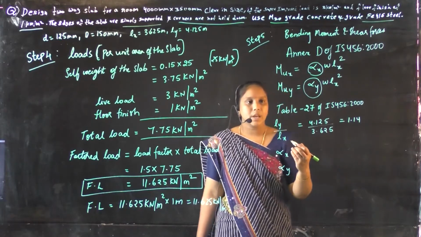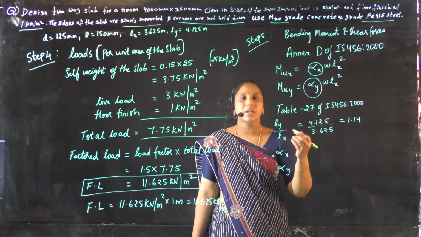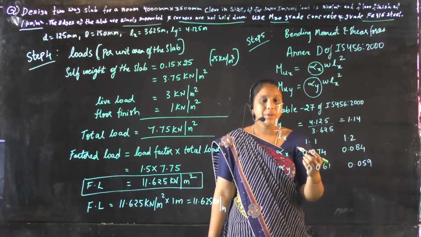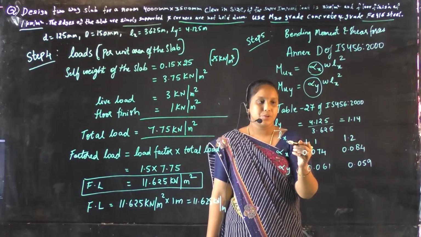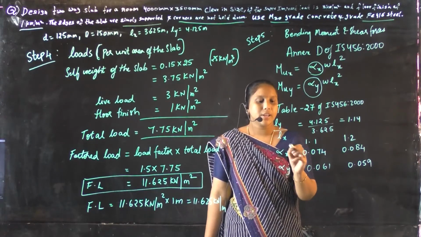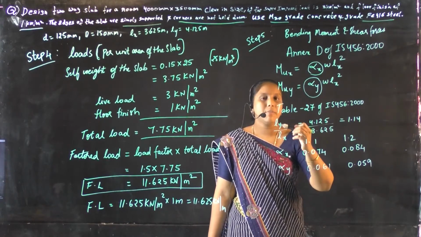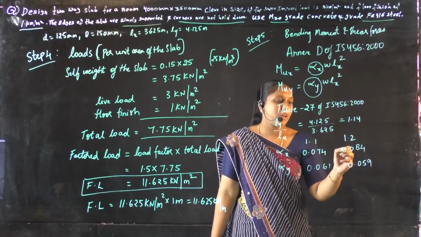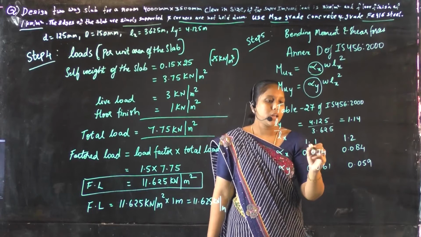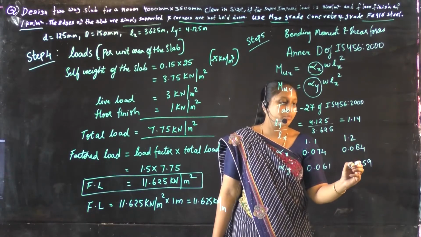So in the table there, the values for Ly by Lx ratios are given like that. From Table 27 of IS 456 2000, for the Ly by Lx ratio of 1.1, the alpha x value is given as 0.074, and for the Ly by Lx ratio of 1.2, the alpha x value is given as 0.084. In a similar way, for the 1.1 ratio the alpha y value is given as 0.061, and for 1.2 it is given as 0.059.